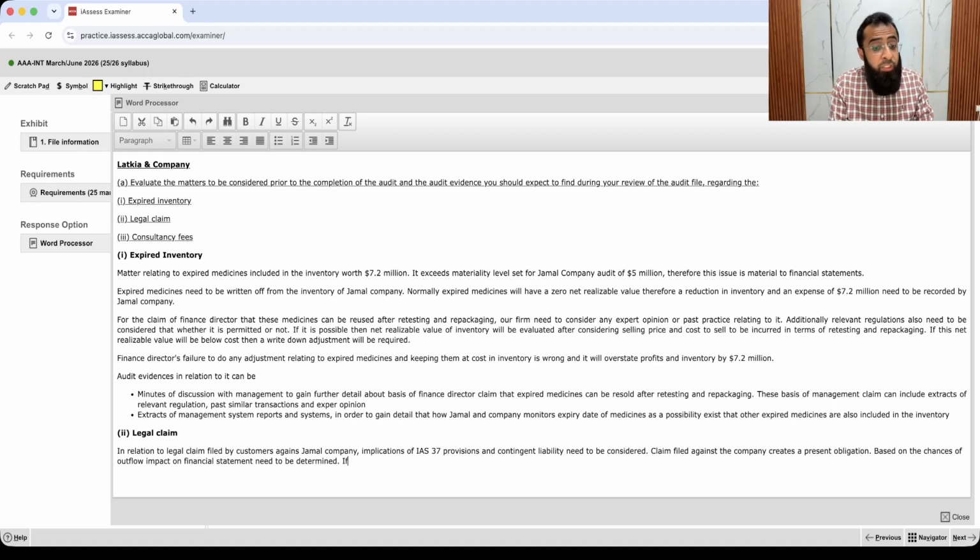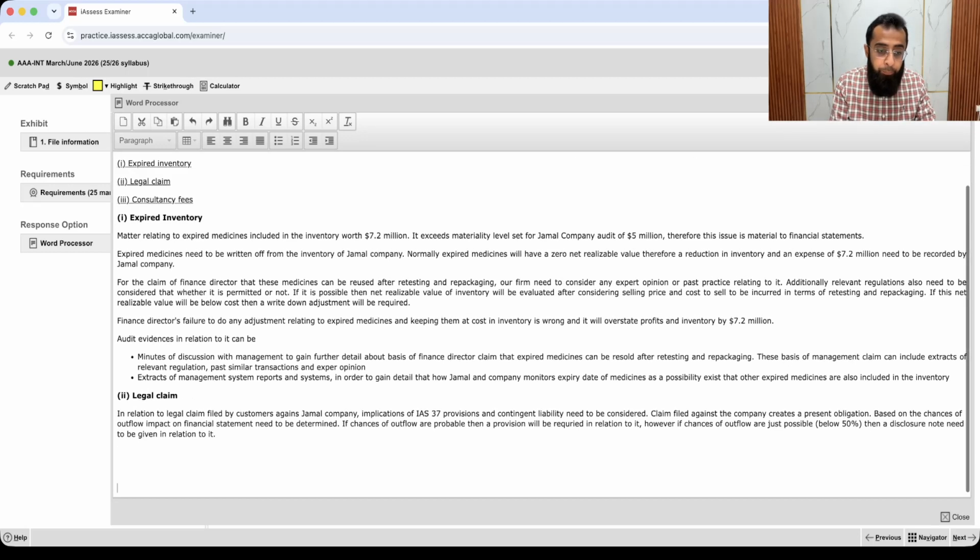Okay. If chances of outflow are probable, then a provision will be required in relation to it. However, if chances of outflow are just possible, like below 50%, then a disclosure note needs to be given in relation to it. Let me repeat it again.